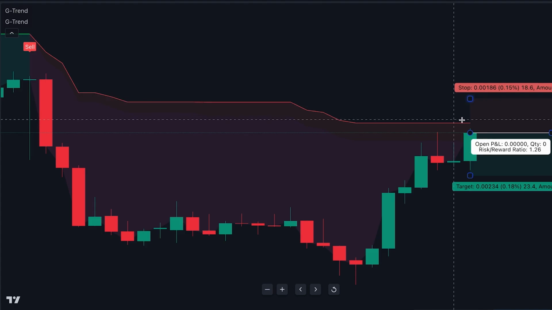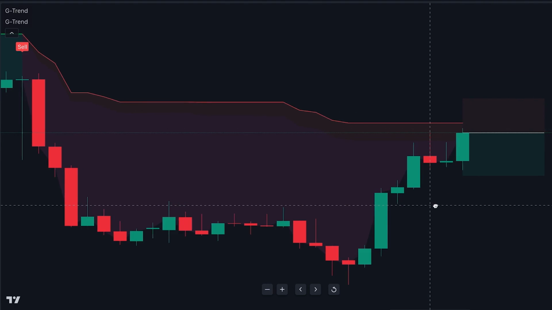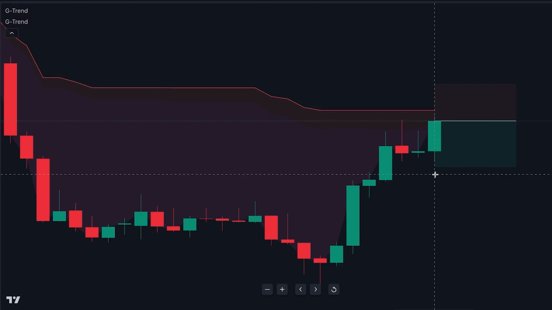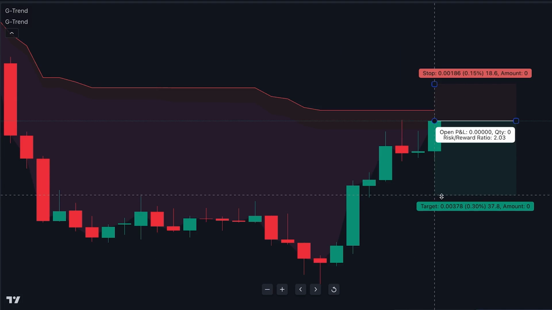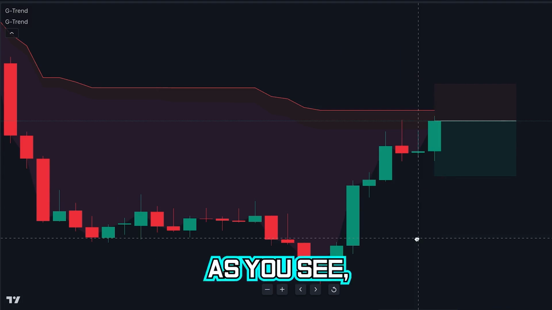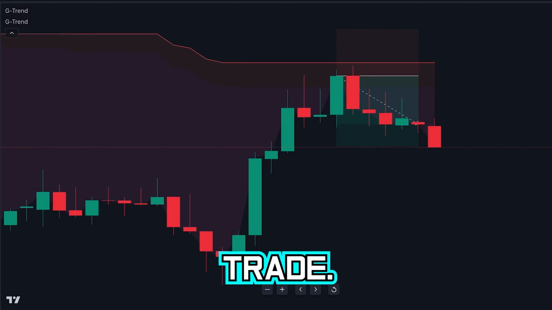To preserve our balance, we will use a stop loss and keep stops a little above this outer trend line. If price reaches this level, it is likely to reverse. Then we will target a 1.5 risk to reward ratio. And as you see, this would result in a winning trade.